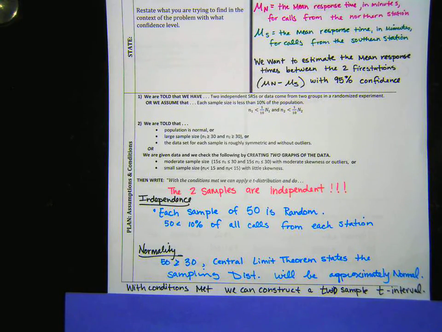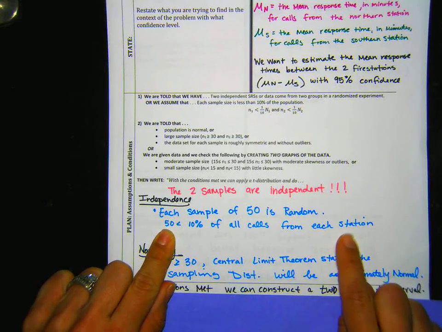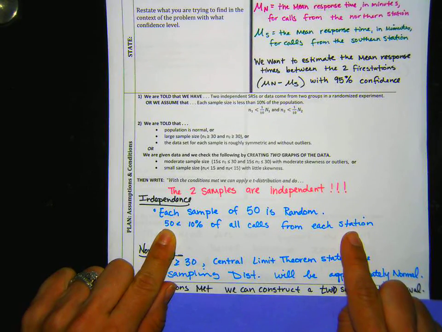But these are independent. The northern station is independent of the southern station. Each of the samples is random, and this actually isn't necessary. If we're told the sample is random, we don't have to do the 10% condition, but it's not wrong either. I think it's safe to assume that 50 is less than 10% of all the calls from each station. And then we check normality.